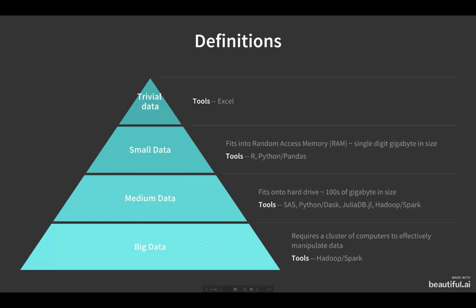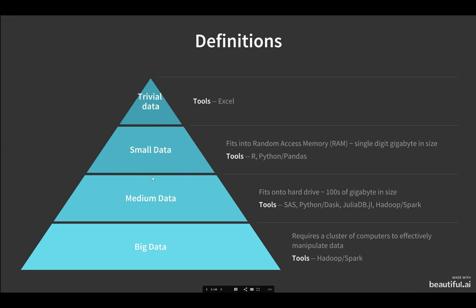But on the other end, you have the big data, which really requires a cluster of computers to manipulate effectively. The reason is that this data is so large that, firstly, it doesn't fit onto your RAM, it doesn't fit on your hard drive, and it requires a lot of processing time. So it's better to just distribute it. But in 99% of cases, you don't really have big data that requires a cluster to manipulate effectively. A lot of the time, your data simply fits in this segment called the medium data.